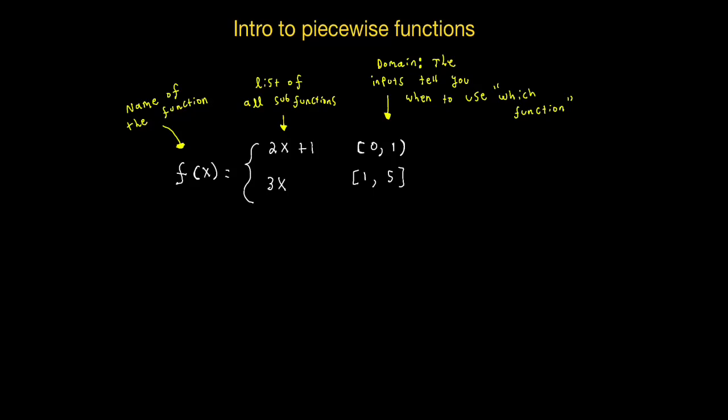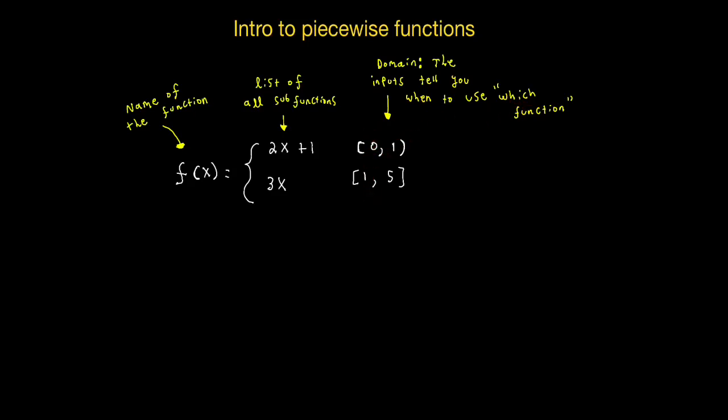Okay, let's begin to talk about piecewise functions. These things consist of three things. The first one is the name of the function. The second thing is the list of all sub-functions. And then the third one is the domain, or the inputs that tell you when to use which function.